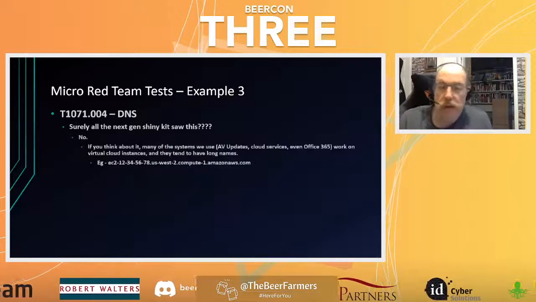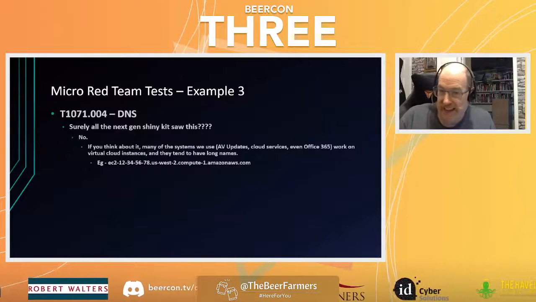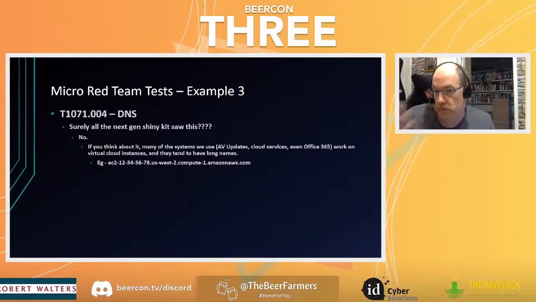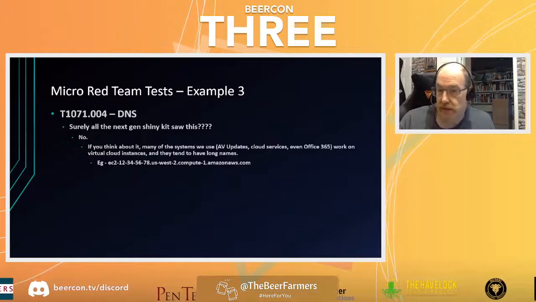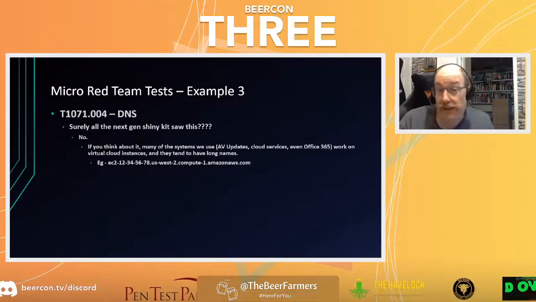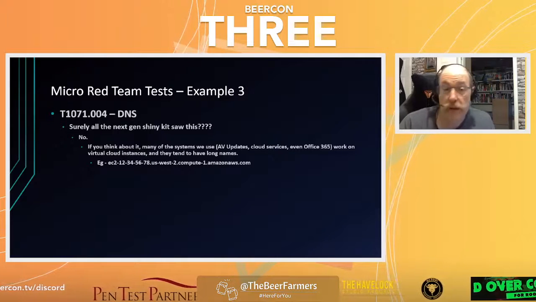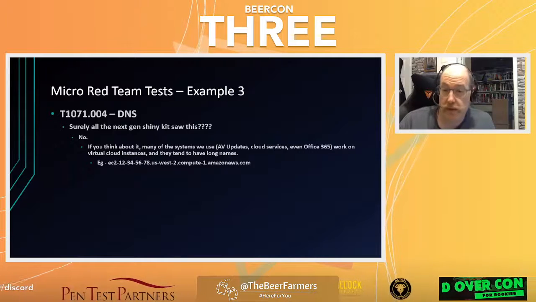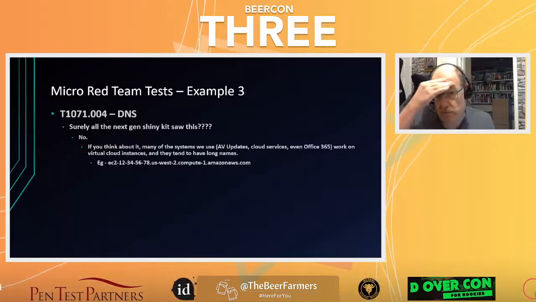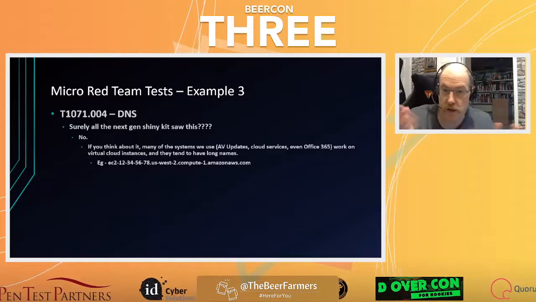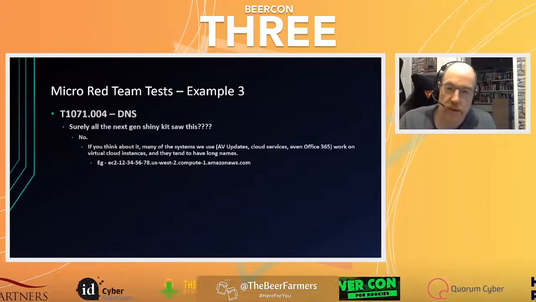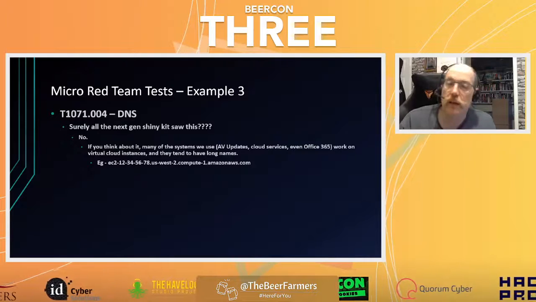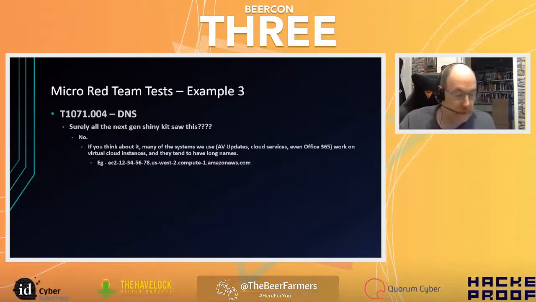Yeah, no. And if you think about it, a lot of the systems that we use, AV and cloud, work on virtual cloud instances, and they've got these long names, the very things that we're looking to pick up. I've got an example there that's an Amazon reference. Okay, I picked random numbers, so that's not really an IP address, which is what the next set of digits should be, followed by location and details.